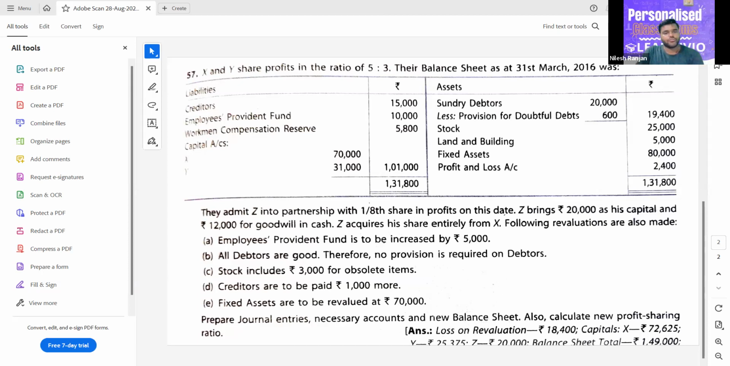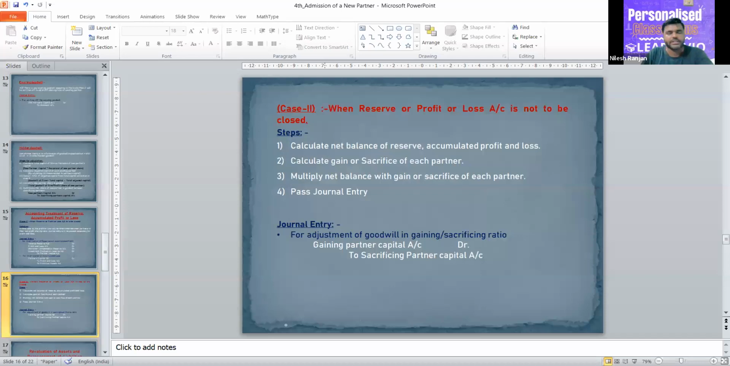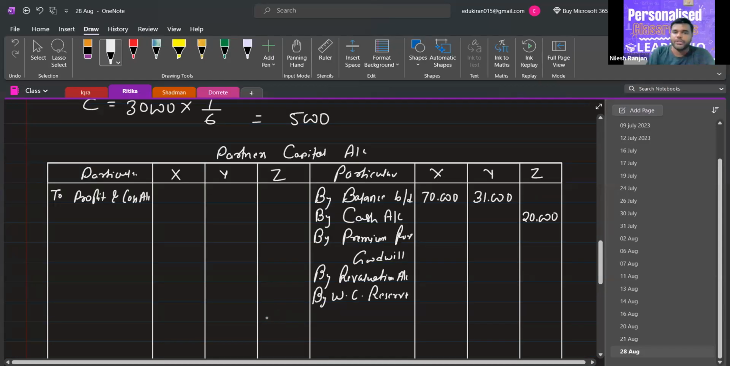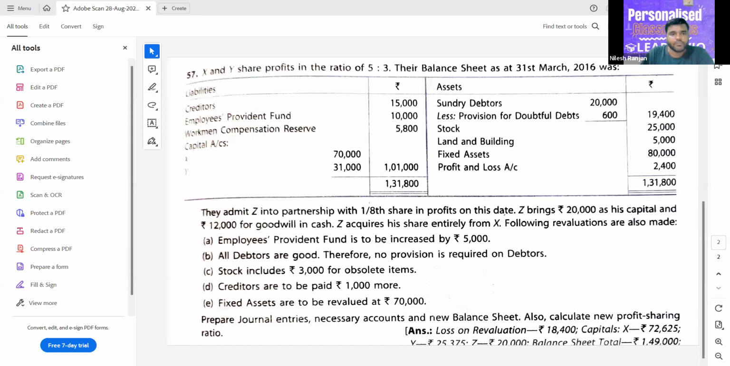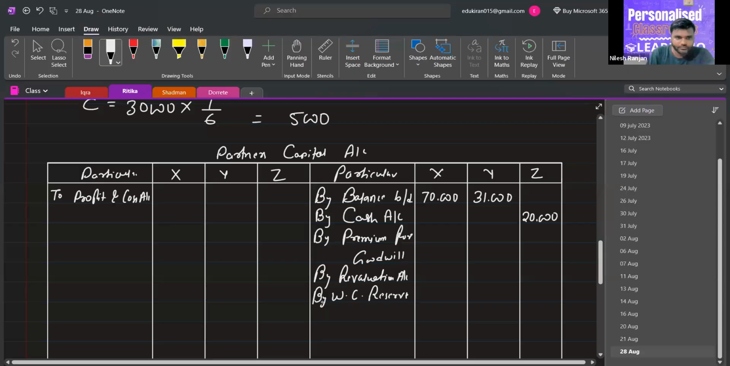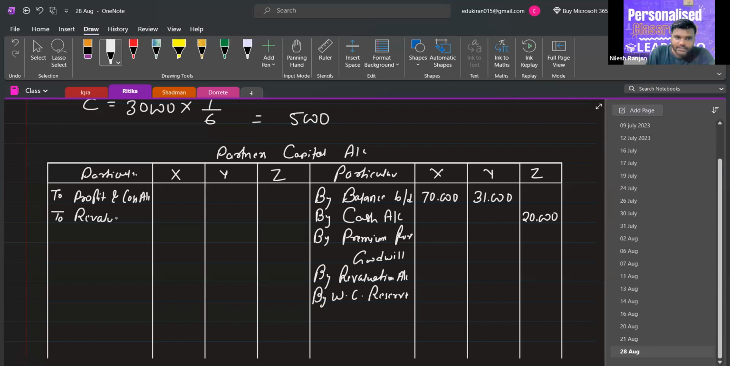Okay, so you will get 18,400 in revaluation. After that, I'm sharing my screen now. 18,400 will be distributed between partners in their old profit sharing ratio. Yes, sir, that is 5:3. So we will get 11,500 for X. It is loss, so it will be written on the debit side.